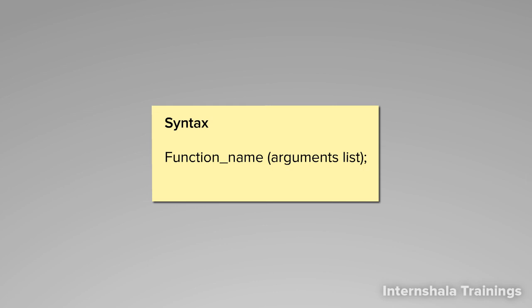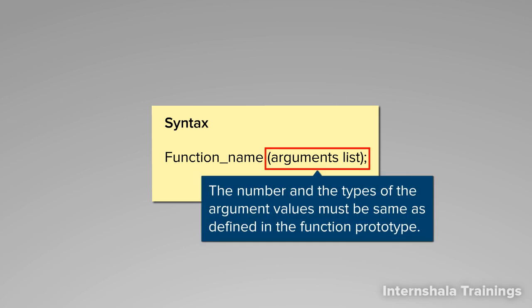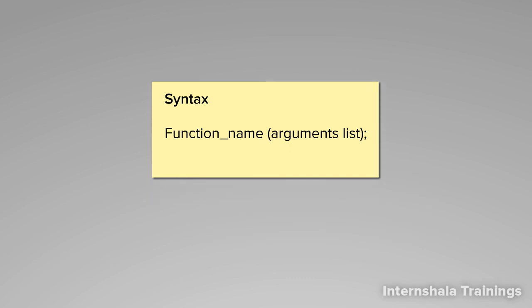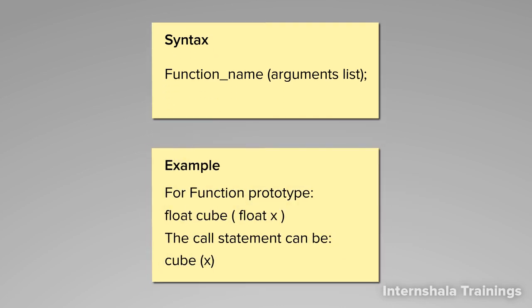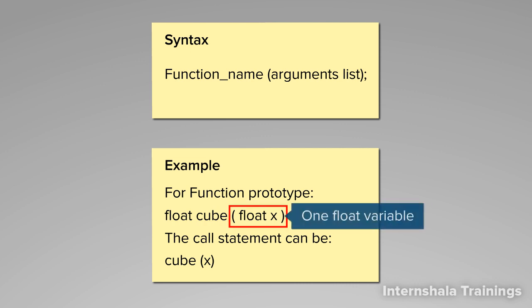Now let's discuss why we call a function and how it is called. Once the function is declared and defined, we need to call the function to carry out the task for which it is defined. A function is called by providing the function name followed by the argument list. In the call statement, the number and the types of argument values must be the same as defined in the function prototype. For example, to call a function whose prototype is float cube, float x, we can provide a function call statement cube(x). Notice that since in the function definition there is only one float variable, we can give only one float variable in the call statement. This means here x must be of float type.